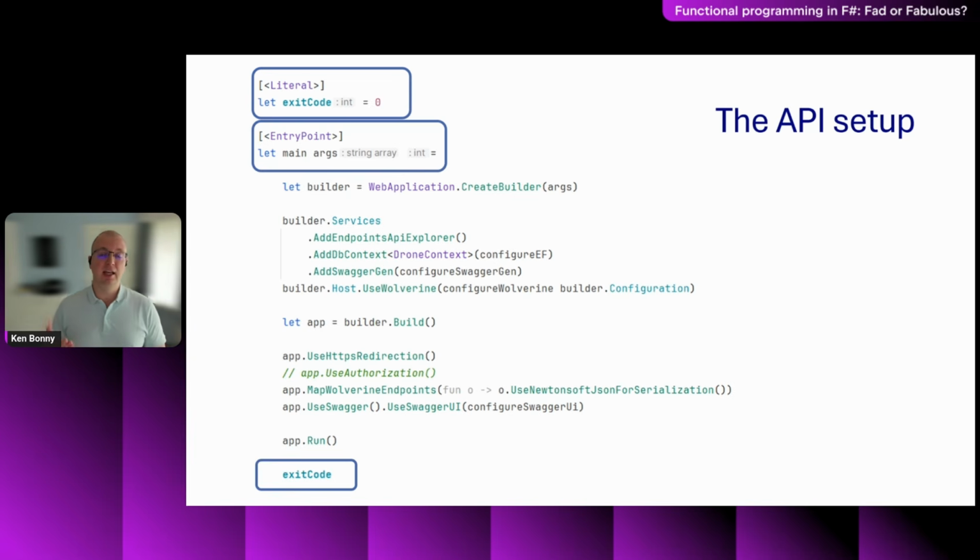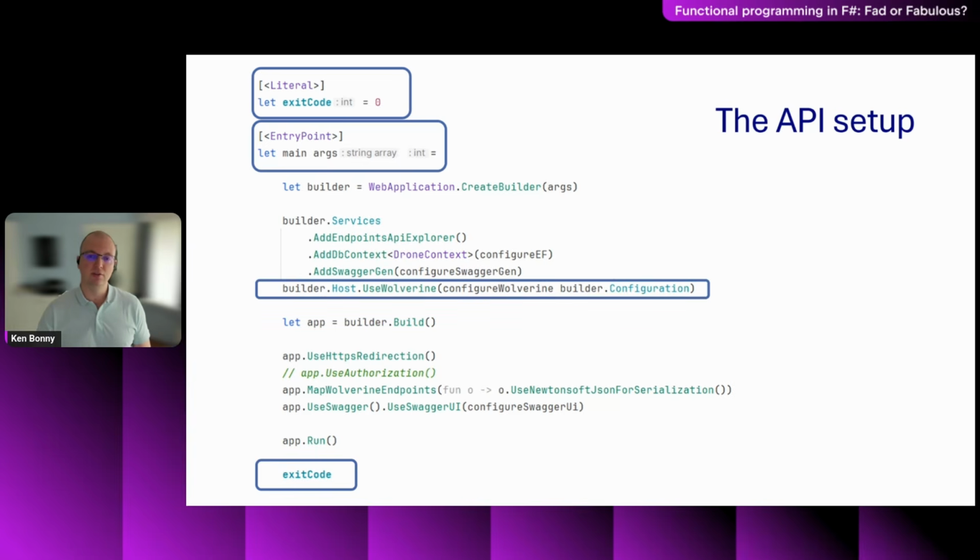This is just an ASP.NET setup of a web server. We will register services, we will build our app, we will use HTTPS redirection, and we'll use Swagger, and we'll use Wolverine endpoints. All of the things that you are used to in C# will work just the same way in F#. But there is one line in particular that is a little special and that requires some additional explanation, and that is the line in the very middle, the use Wolverine function. So why don't we zoom in a little bit on that one?